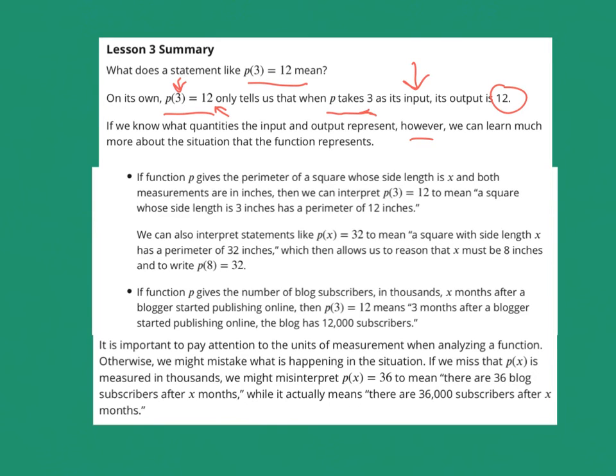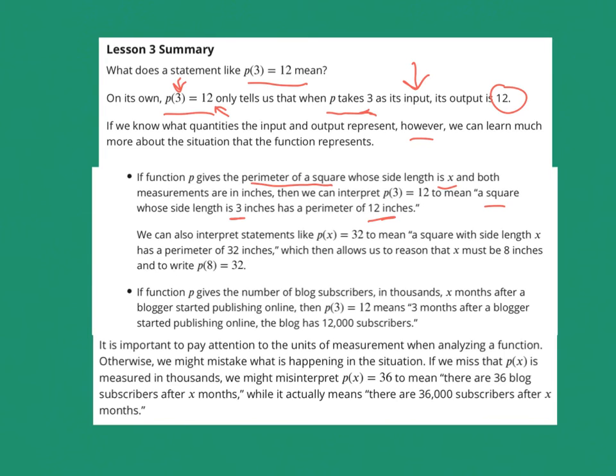So if P gives us the perimeter of a square whose side length is x, then that means that we can interpret P of 3 to mean a square whose side length is 3 has a perimeter of 12, right? So now P of 3 equals 12 is much more meaningful.